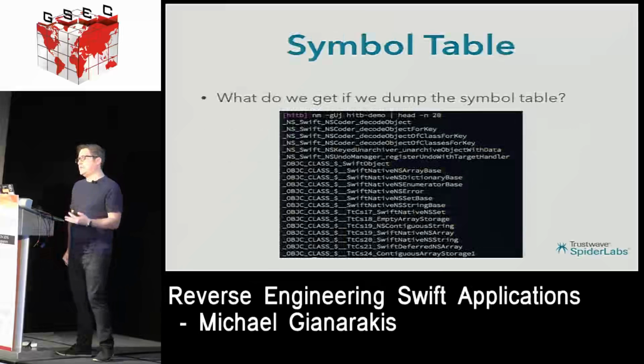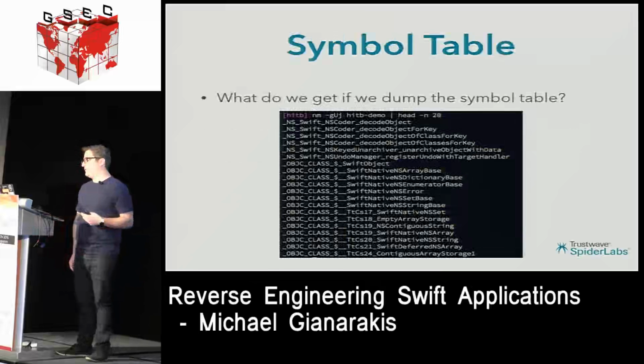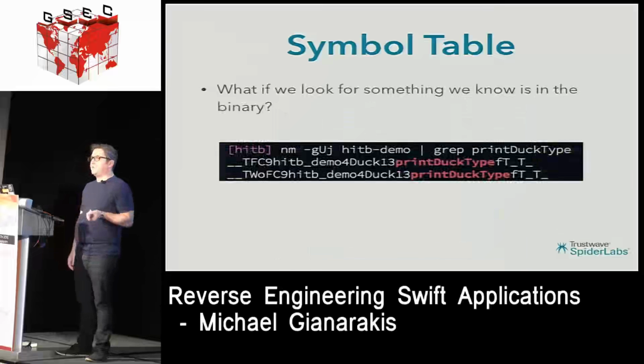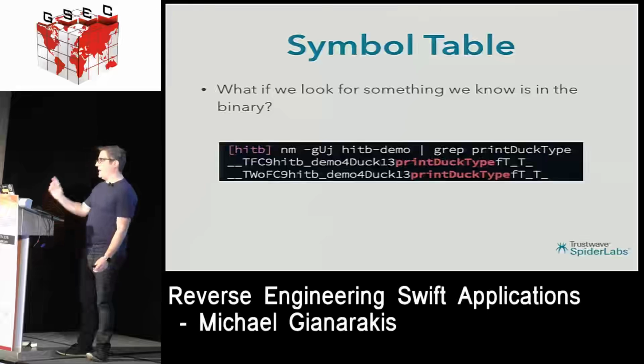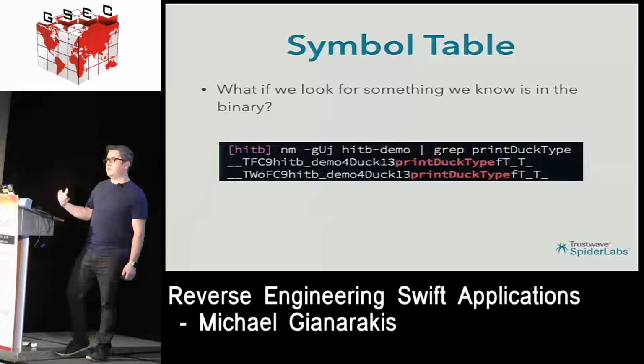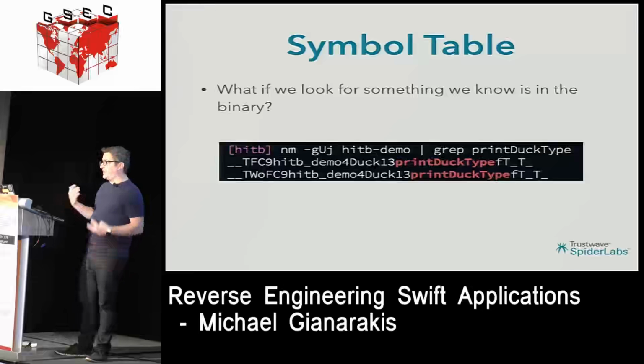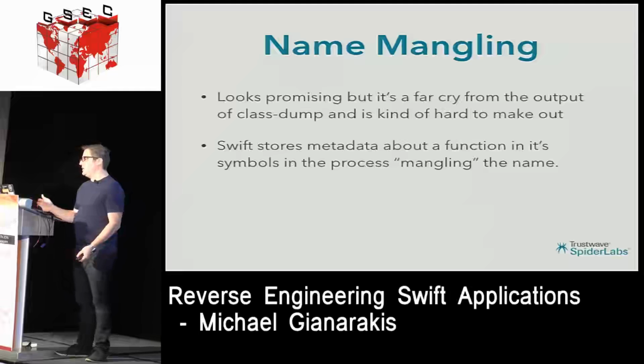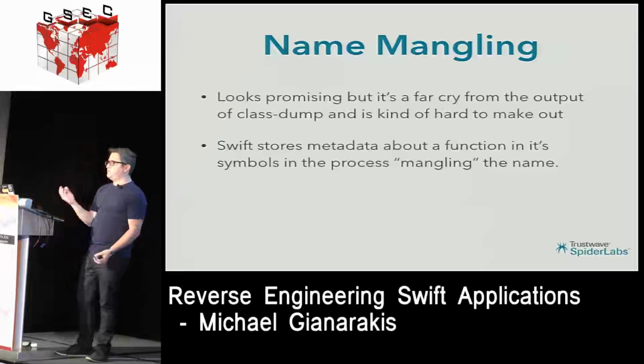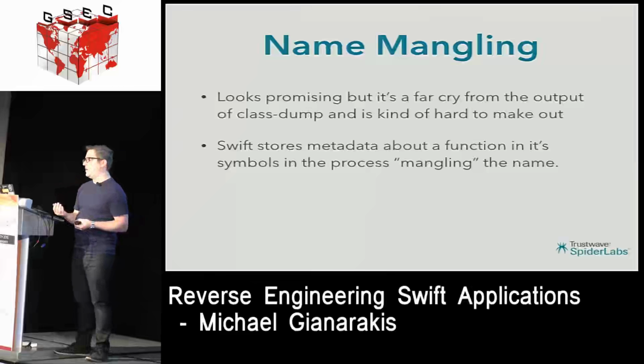So what do we get if we dump the symbol table? So we get a bunch of interesting stuff, right? It looks like there's some stuff there. So if we look for something that we know is in the binary, so this print duck type method, you can see that it's showing up, right? So okay, there's something there that we could potentially use. So it looks promising, but it's a bit of a far cry from the neatly formatted output of class dump, right?